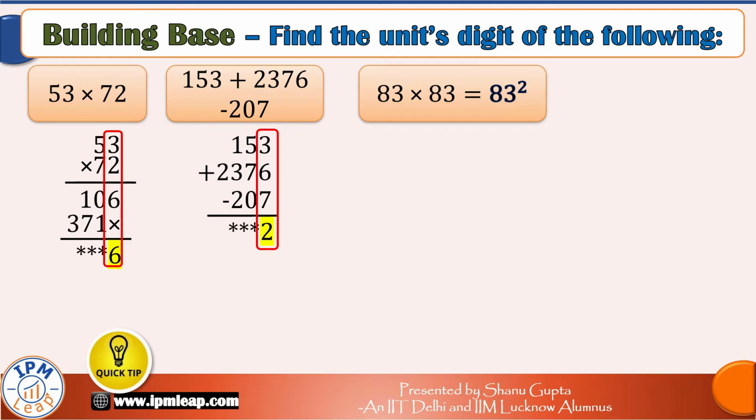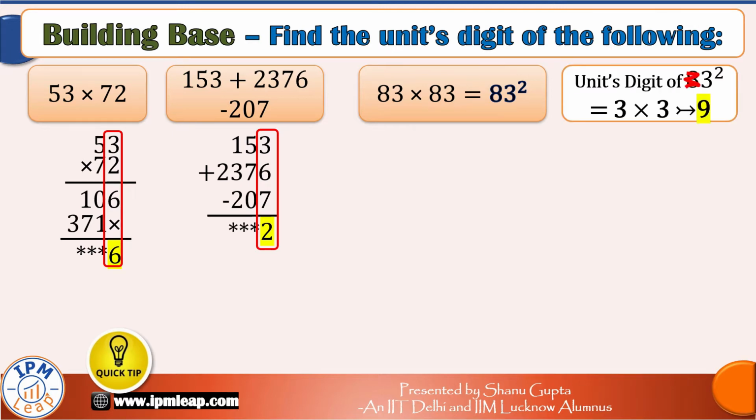So let's say we have to calculate 83 square. We know it is 83 into 83. When we calculated 53 into 72, we learned that the units digit of a product depends only on the units digits of the numbers involved. That's why we can safely ignore the tens digit 8 and simply calculate 3 square. 3 into 3 is 9. Therefore, the units digit of 83 square will be the same as that of 3 square, which is 9.